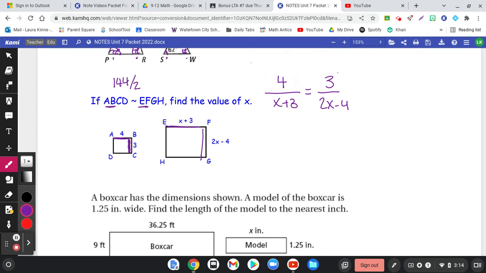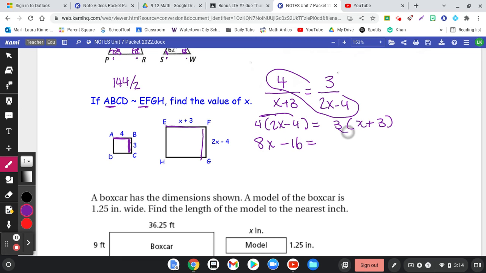And you know what to do. We're going to cross multiply. So we have 4 times 2x minus 4, and that's equal to 3 times x plus 3. Now, if you want, you don't have to show that step I just did. You could automatically distribute, but I just wanted to show you what was happening. So 4 times 2x is 8x. 4 times negative 4 is negative 16. 3 times x is 3x. And 3 times 3 is 9.